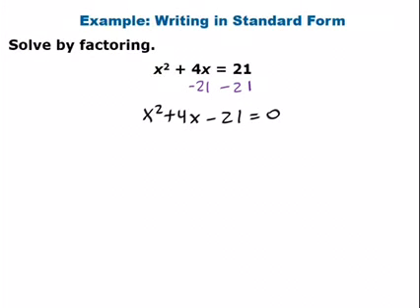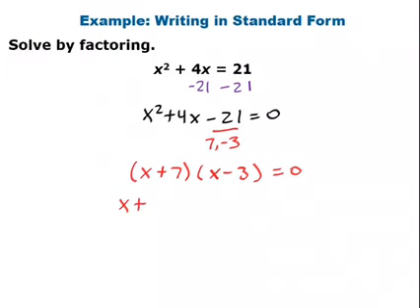Our leading coefficient is 1, so we're going to use the easy factoring, where we look for factors of c that add up to be b. So factors of negative 21 that give us a positive 4. Well, it's going to be 7 and negative 3. So we set this up as x plus 7 and x minus 3 equals 0. Now we're just going to set each piece equal to 0 and solve.